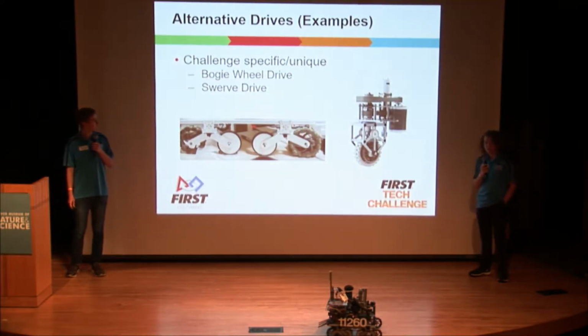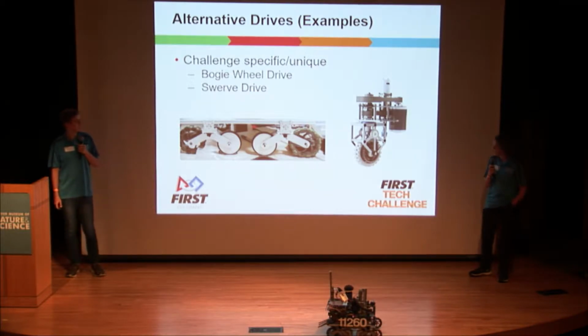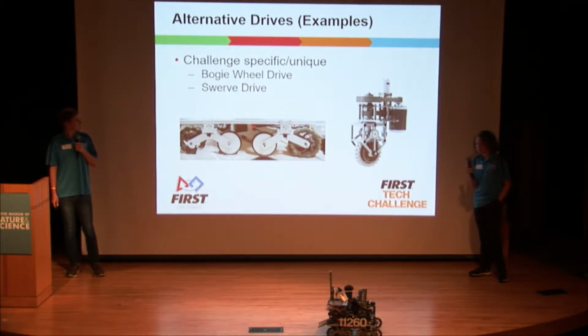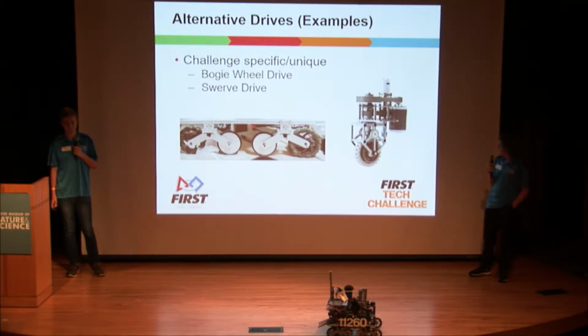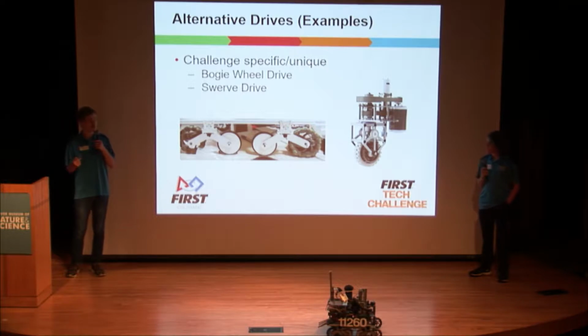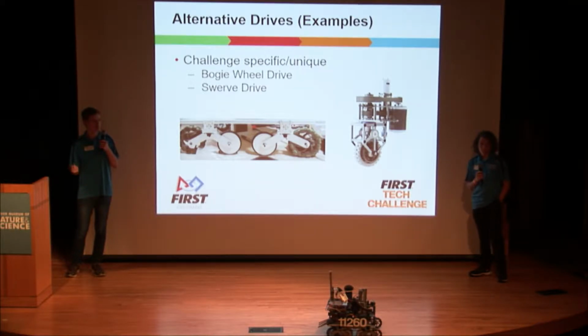So lastly, we have alternative drive types or game-specific drive types. One example is our base here, which is the bogey wheel drive, which allowed us to go over the crater without our robot moving up and down too much. And then we also have a swerve drive, which is generally a more complicated base, and it requires more motors than a tank drive. Each wheel can rotate individually on its own axis, so it's a lot of maneuverability, but a lot of motors and a very complex system.